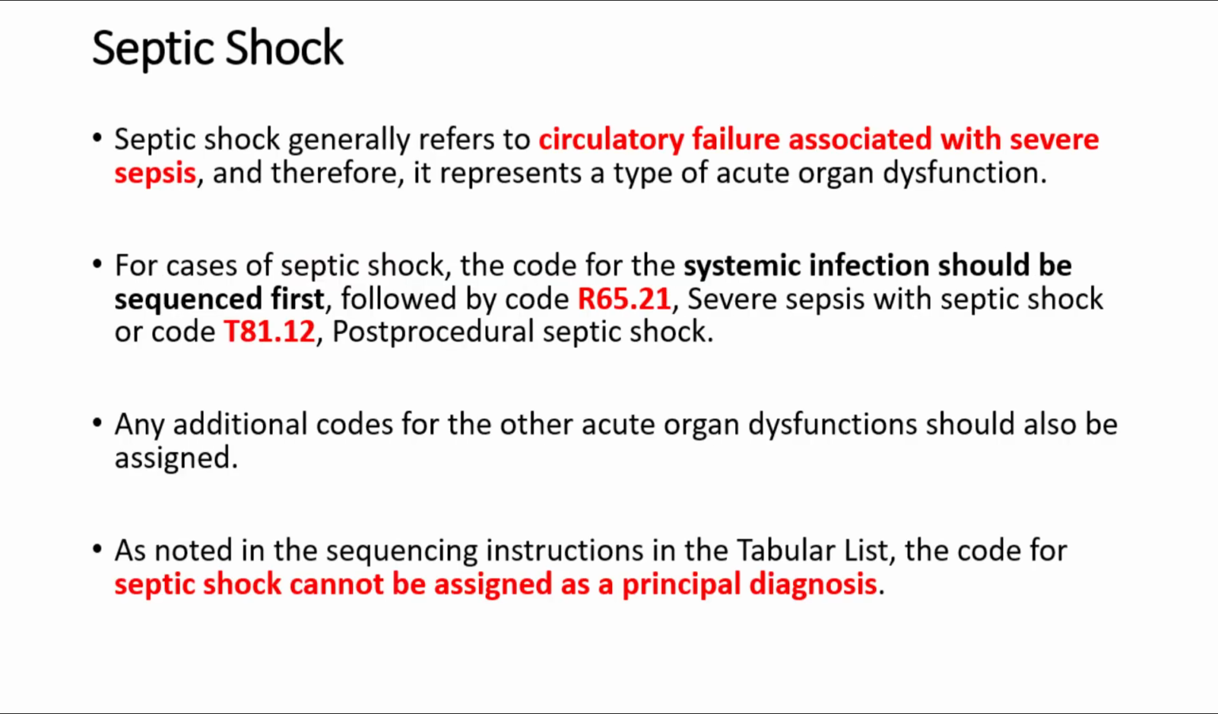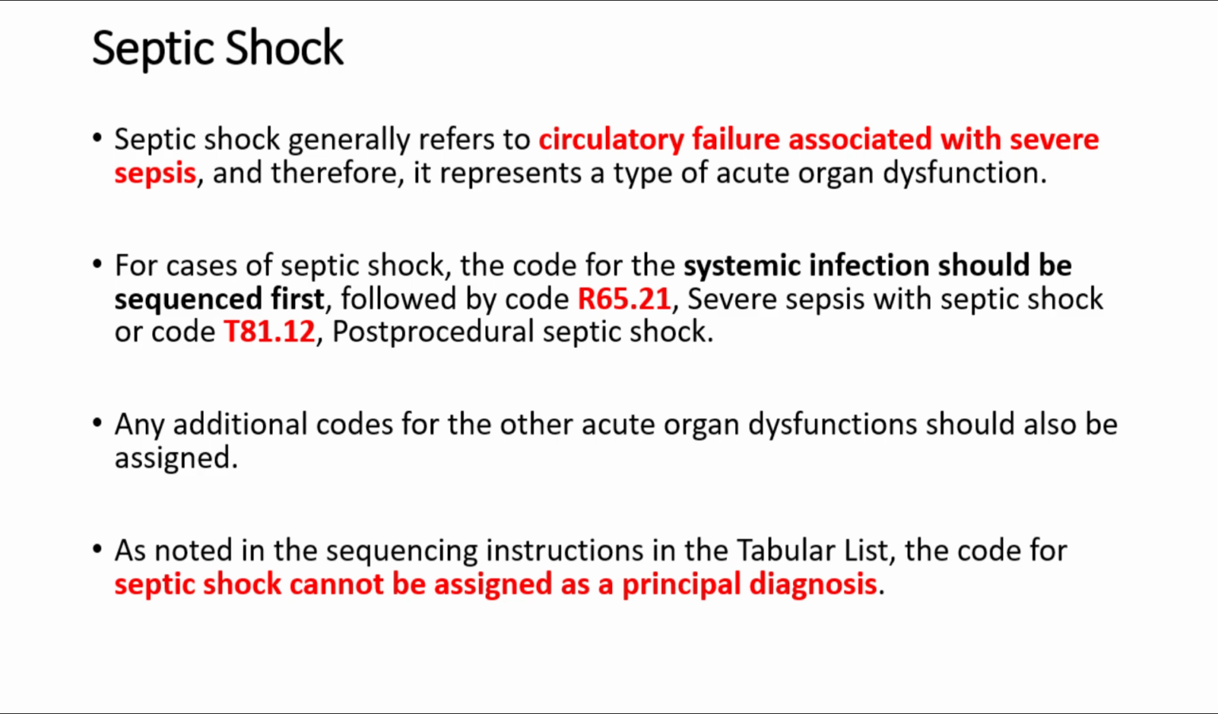Septic shock generally refers to circulatory failure associated with severe sepsis, and therefore, it represents a type of acute organ dysfunction. For cases of septic shock, the code for the systemic infection should be sequenced first, followed by code R65.21, severe sepsis with septic shock, or code T81.12, post-procedural septic shock. Any additional codes for the other acute organ dysfunctions should also be assigned.